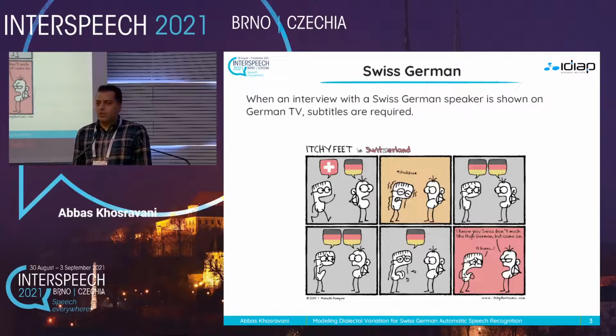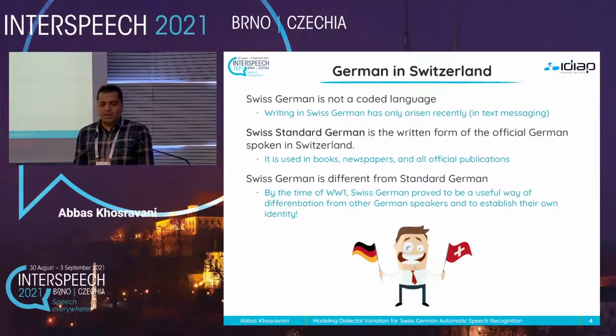So when a Swiss person wants to talk to a German, they need to switch to standard German, and that's not convenient for them. So there needs to be an interpreter to do that. Swiss German is not a codified language, so writing in Swiss German was only recently introduced because of text messaging. There is standard Swiss German, which is the written form in official documents, books, and newspapers.